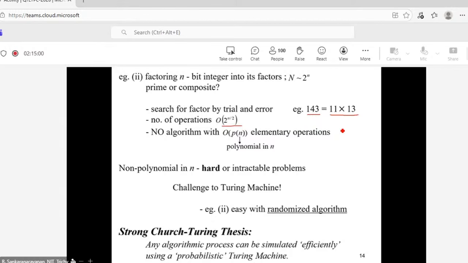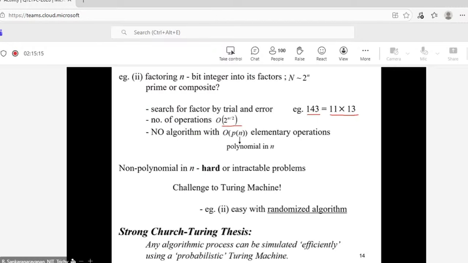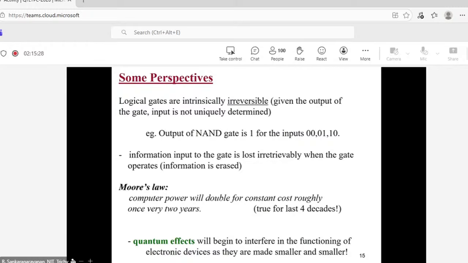So these kinds of problems are called hard problems because the n is sitting in the exponent. They are called non-polynomial in n. The earlier one is polynomial in n, and the second one is non-polynomial in n. Such problems are a challenge for the Turing machine or the present day computer. This shows that present day computers have limitations in solving problems in mathematics. Okay.